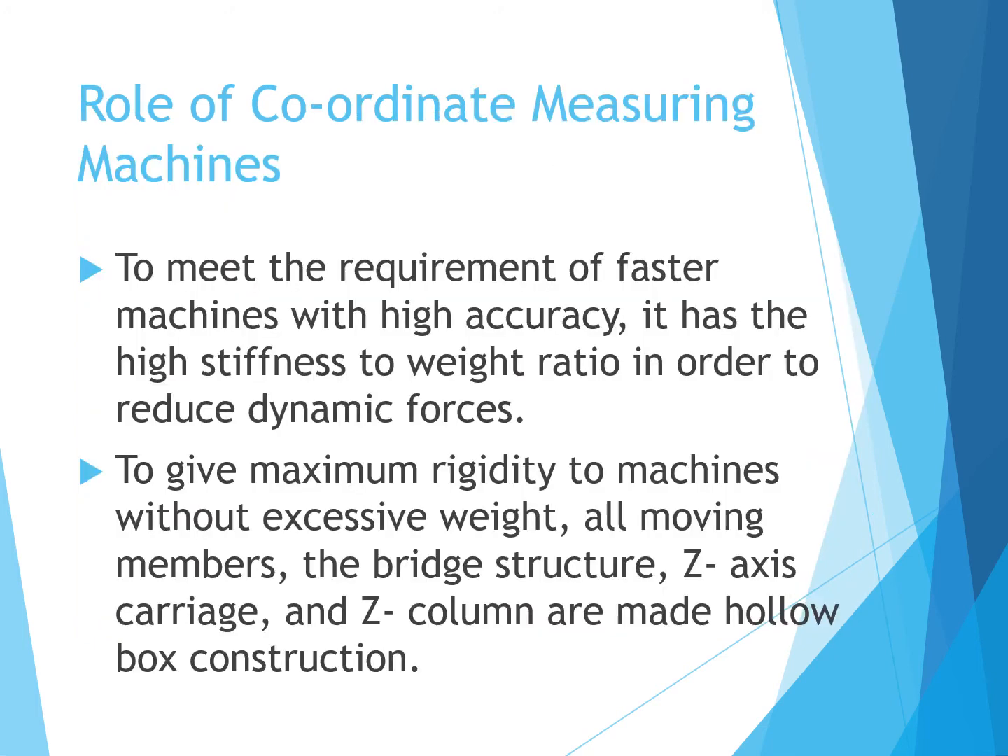Then what are the rules followed by these coordinate measuring machines? First, to meet the requirement of faster machines with high accuracy, it has a high stiffness to weight ratio in order to reduce dynamic forces. So whatever different forces are acting, to reduce that, it is stiff as well as highly accurate. Then it gives maximum rigidity to machines without excess weight.